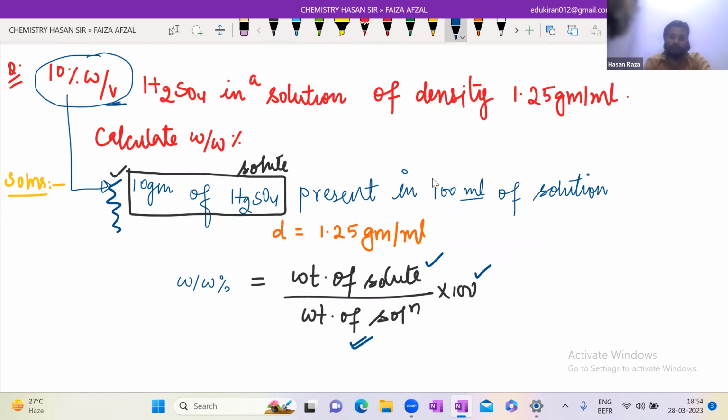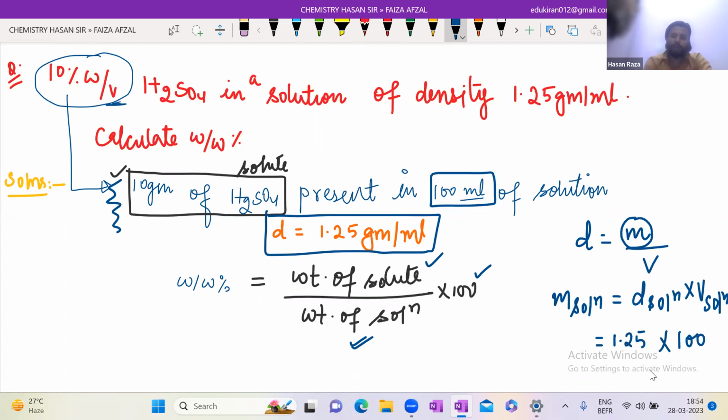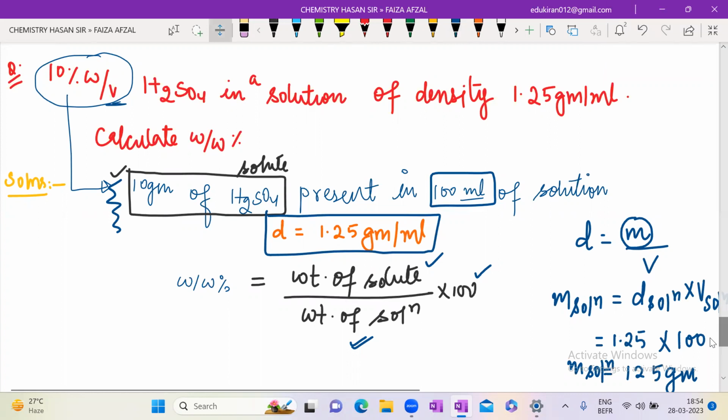Mass of solution is not given, but we have the volume of the solution, and we also have the density of solution. So density is equal to mass upon volume. We need to calculate mass of solution. So mass of solution will be equal to density of solution into volume of solution. Now I'm just going to put the value. Density of solution is 1.25, volume of solution is 100. So you will get 125 gram mass of solution. Is that clear? Yes, sir.